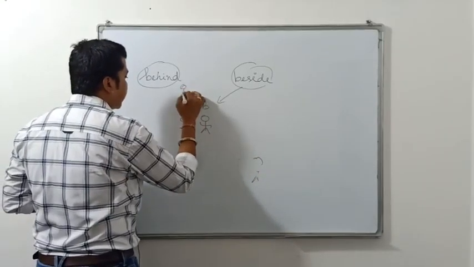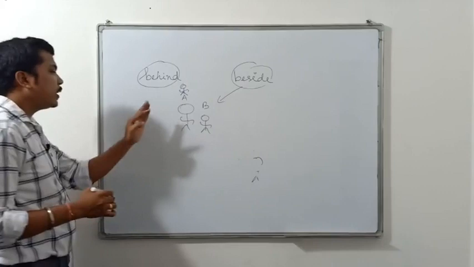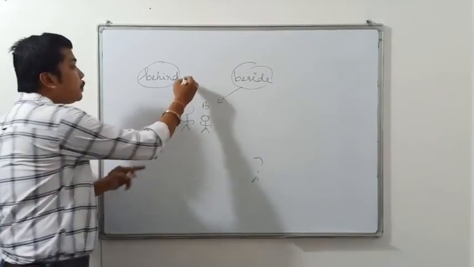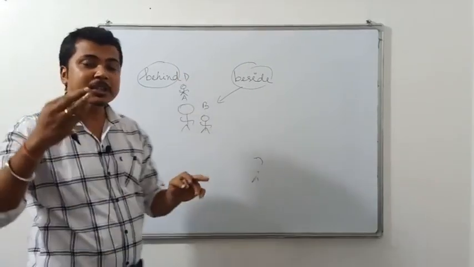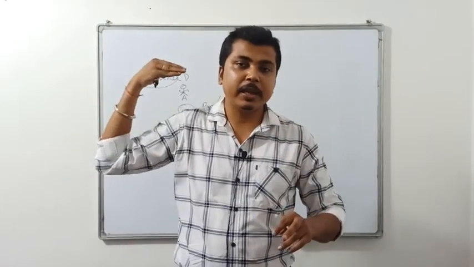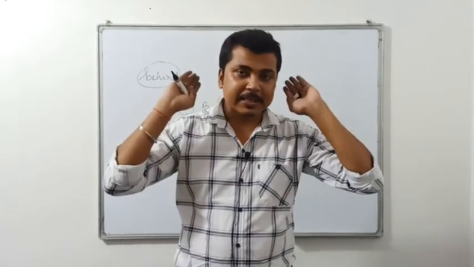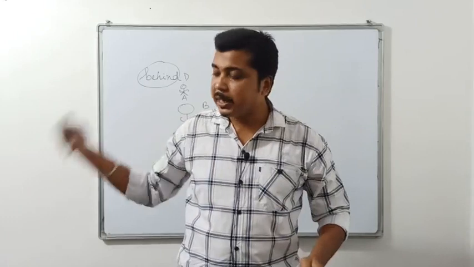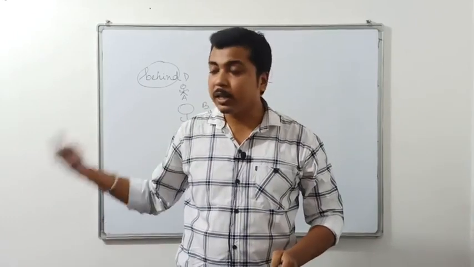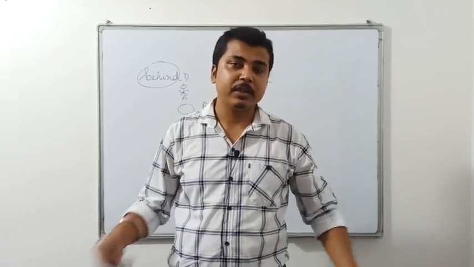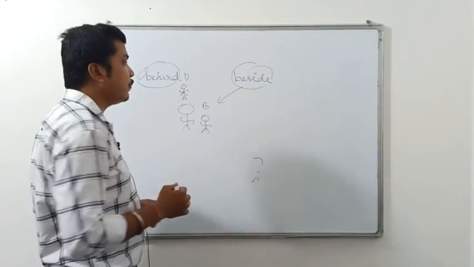Okay, now if I say D is standing behind A, that means what? D A के पीछे खड़ा है. Behind means always backside. Okay dear student, behind means backside, beside means next to you. Okay, it may be on the right, it may be on the left. Is it clear? Don't get confused.